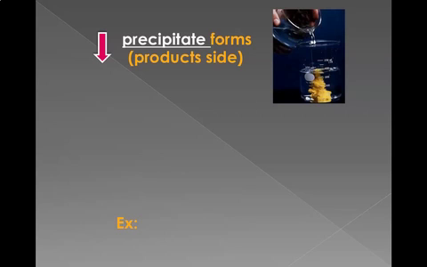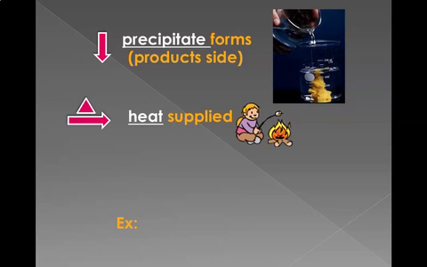So like if you mix two liquids and you suddenly get a solid coming out of that, like shown in the picture there. If you have a triangle over the arrow, that's the yield sign, that means heat is supplied to make the reaction go. If you have a reversible arrow where the yield sign is, that means it's a reversible reaction, which means it can go back and forth.